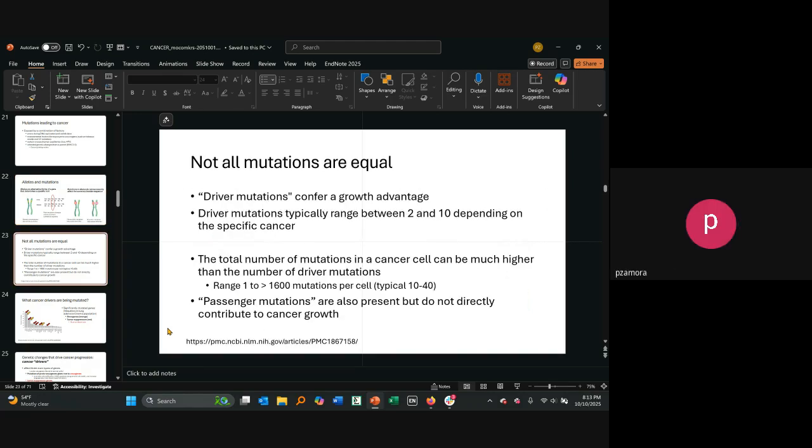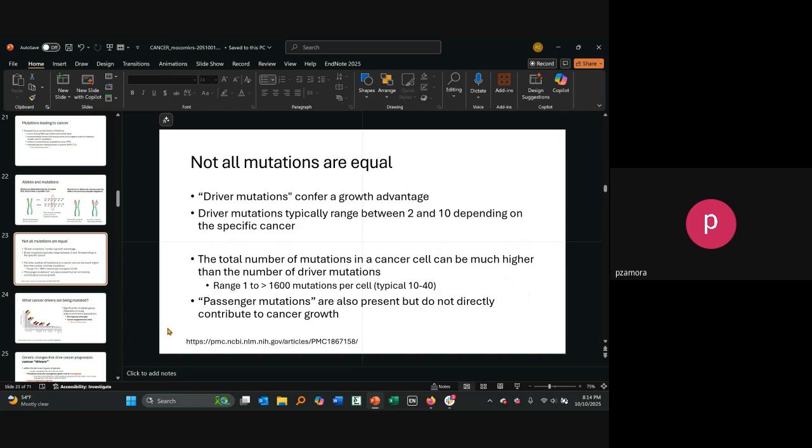All right, I'm going to come back and say that not all mutations are created equal, especially when it comes to do with cancers. I want to talk about driver mutations in particular, because driver mutations confer a growth advantage. Collectively, these driver mutations, when you're talking about a cancer, don't occur in a huge abundance. They typically range between 2 and 10 driver mutations per specific tumor cell.